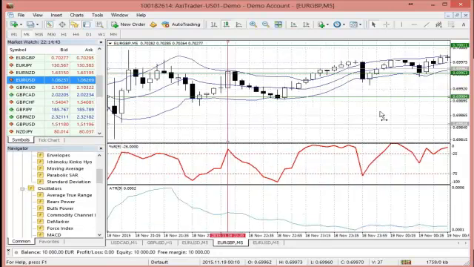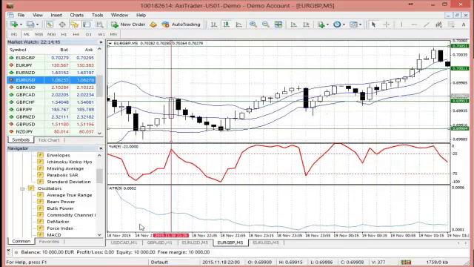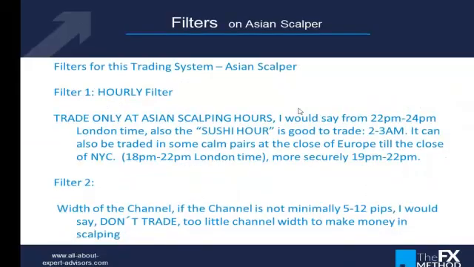Okay. So first of all, hourly filter. I gave you some advice here, which are the best hours. You could even go beyond. You could even trade it before the Frankfurt opening. Okay, I would say at least 1 hour before. You could trade it at 5, 6 a.m. London time. You could trade as well.